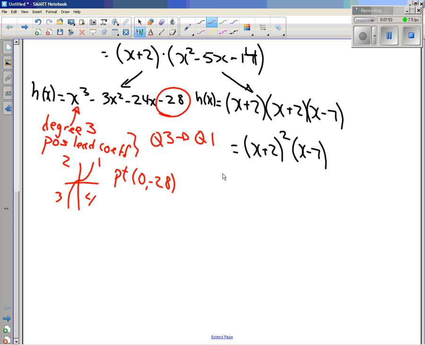Ben? We have zeros. Where are zeros? Negative 2 and positive 7. What about the 0 at negative 2? Because of this squared, it's order 2, which means it's not going to cross our 0, it's going to act like a quadratic around that 0.